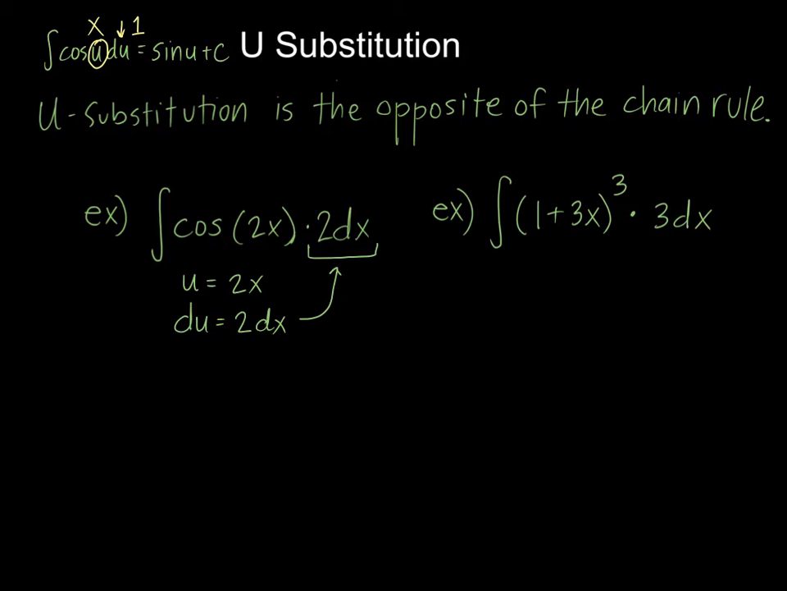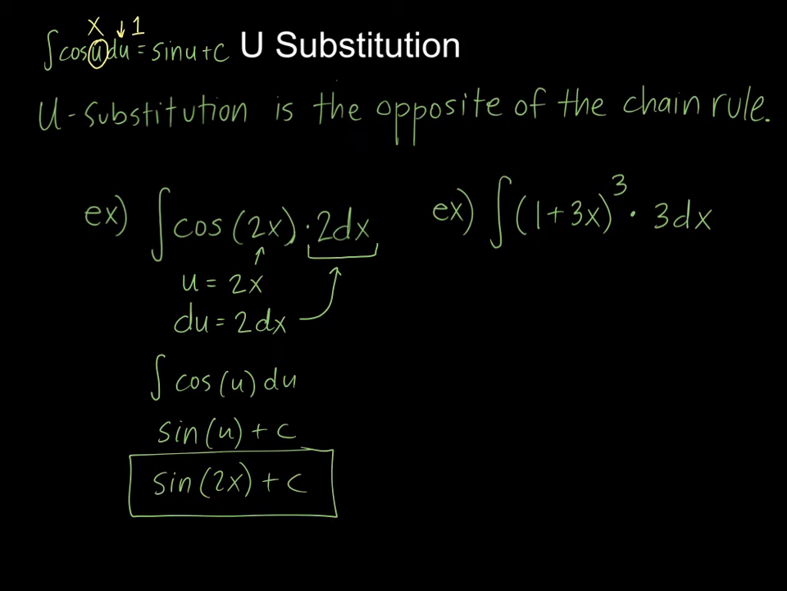Now, if I literally substitute, I get the cosine of u du, because I'm replacing 2x with u, and I'm replacing 2 dx with du. Now it looks exactly like the formula in the front of my book. My answer is the sine of u plus c. And I don't want to leave my answer in terms of u. I want to substitute back what u equals, which is 2x. Sine of 2x plus c is my answer.